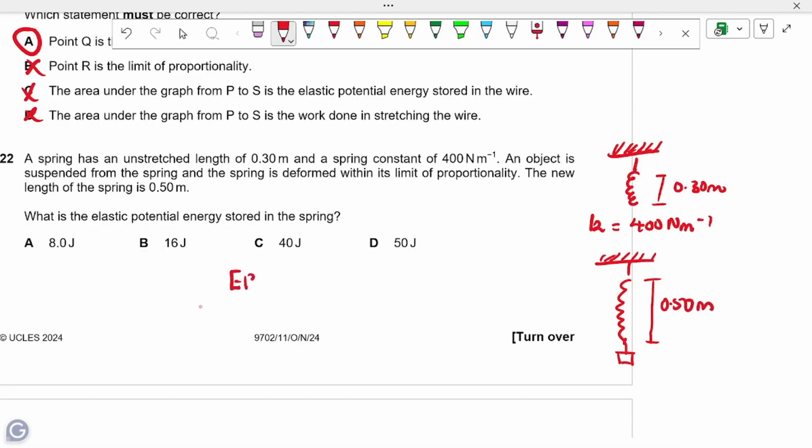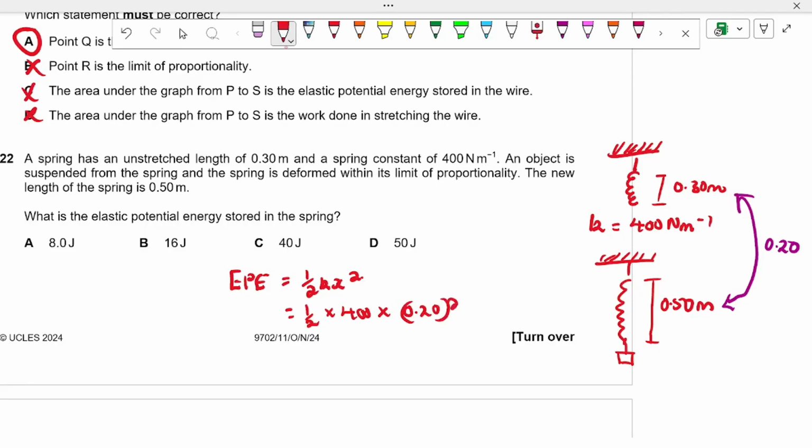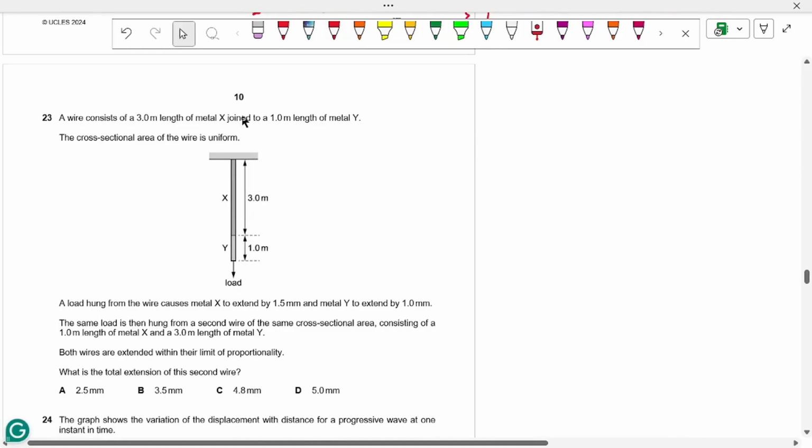Like what I said, elastic potential energy, if you look in your textbook, has the formula half kx squared. If I want to find the extension x, it's basically just the difference between these two values, which is 0.20. So elastic potential energy is half times 400 times 0.20 squared. That's going to give me an answer of 8.0 joules. The correct answer will be A. Move on to question 23.